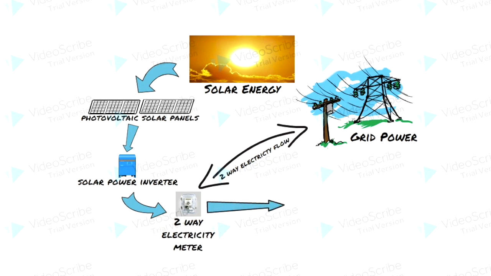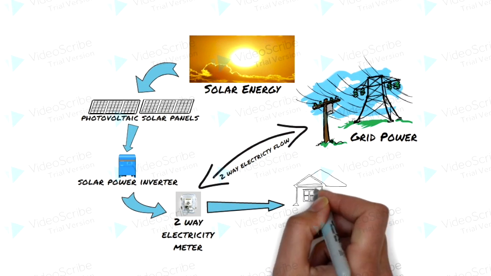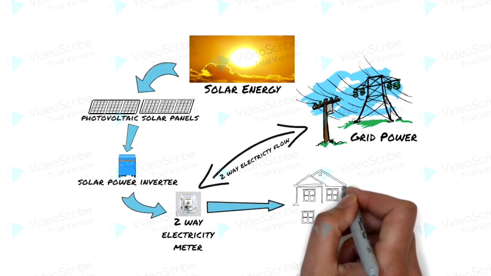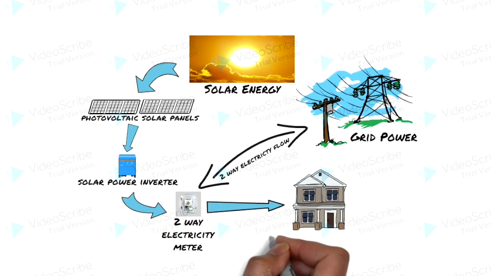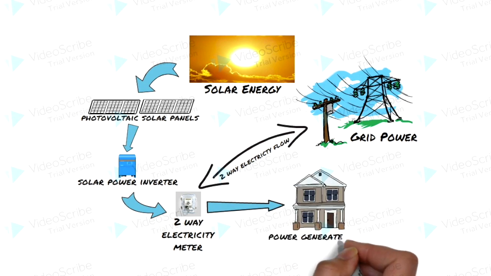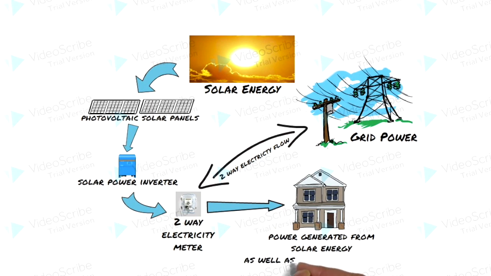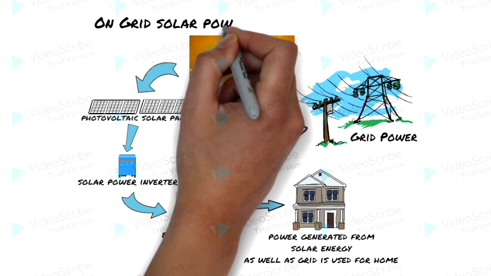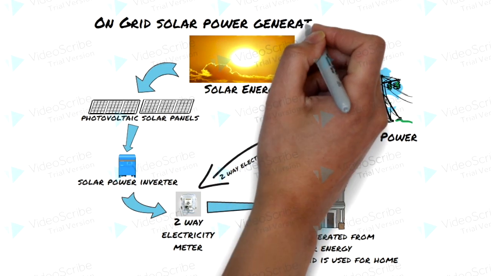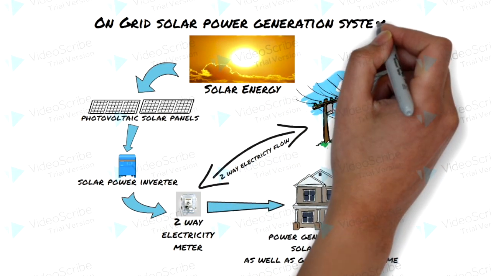Extra power generated from the solar system is also sent back to the grid, wherein we get paid back. The meter is a two-way meter, which basically checks how much solar power is generated, how much is used, and how much is exported. All this together comprises the on-grid solar power system.